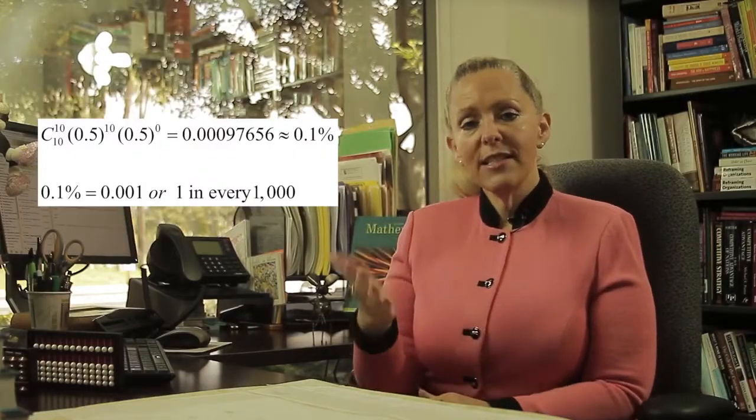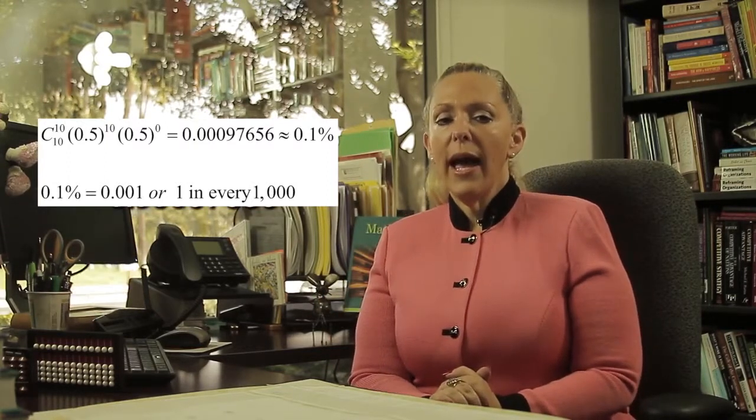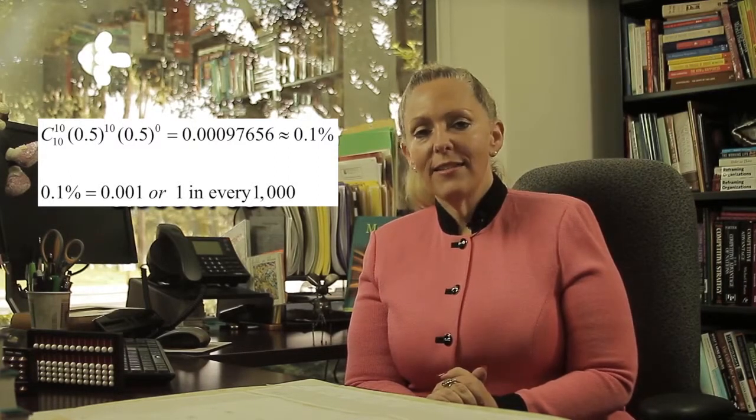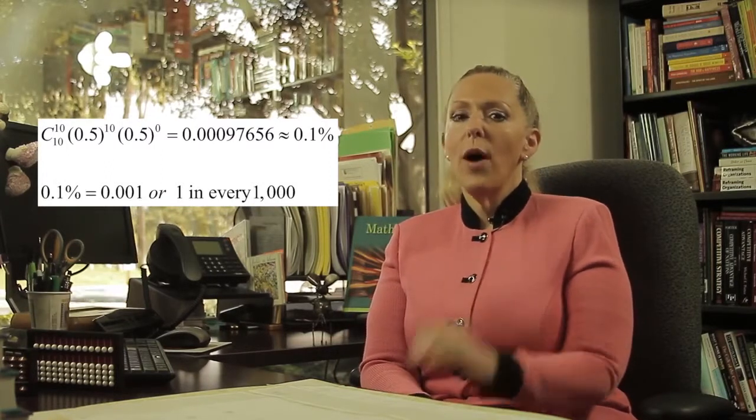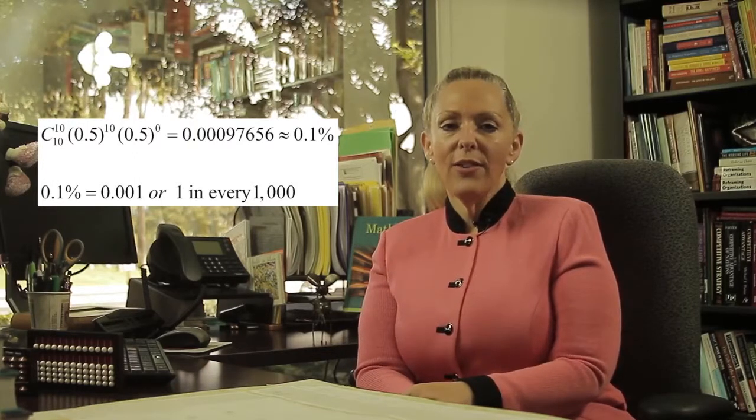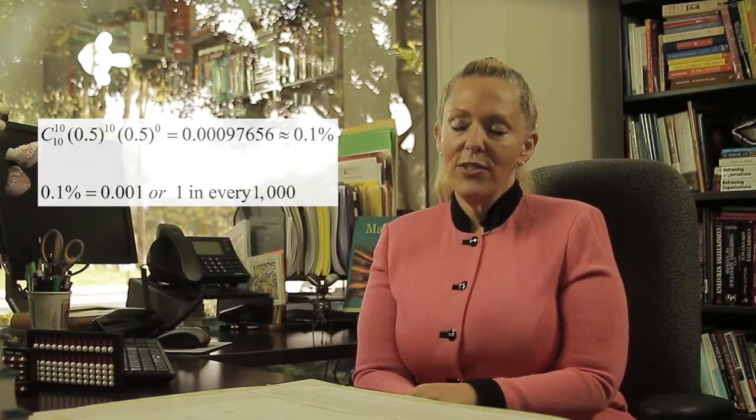We have the combination of 10 things taken 10 at a time, times the probability of success, which is 0.5, to the number of successes, which is 10, times the probability of failure to the number of failures, which is 0. So we have 0.0009766. I am so sorry, y'all. I wish I had better news. You have a 0.1% chance, or approximately 1 in every 1,000 times you will be able to get every question right in a true-false test.